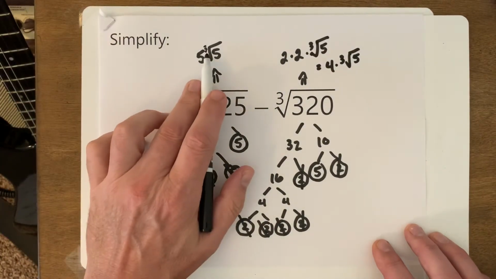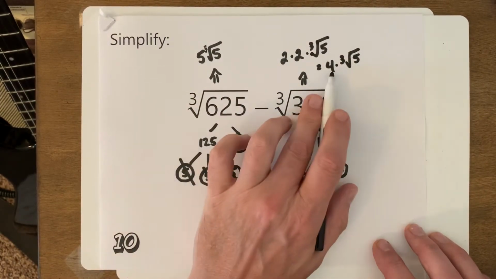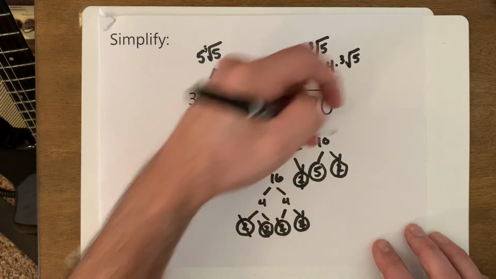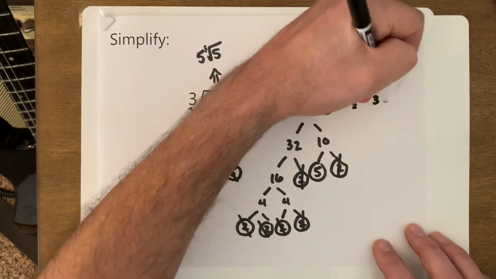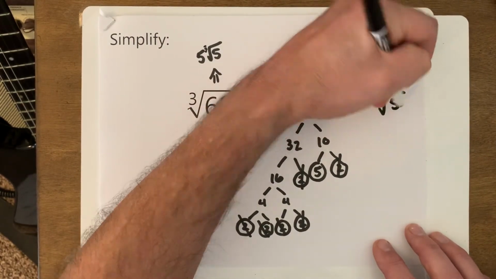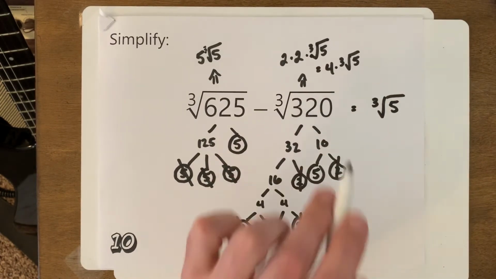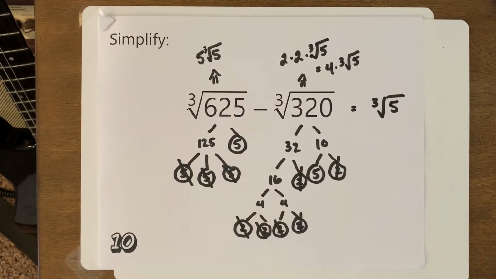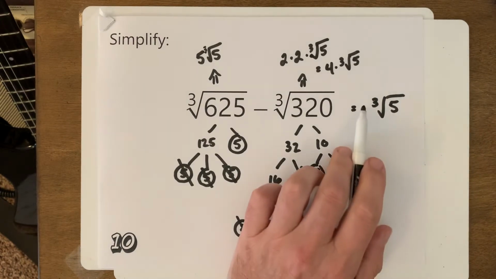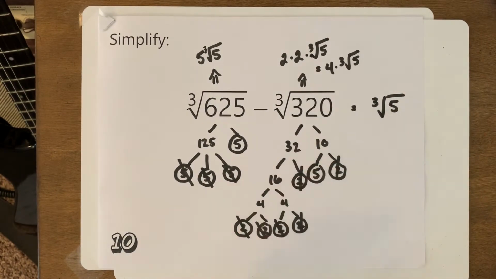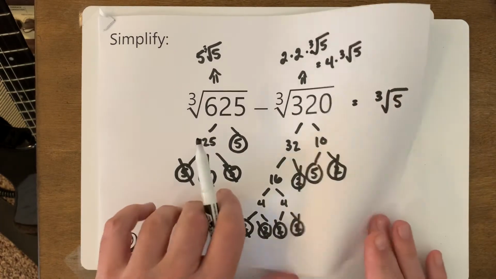So I have 5 times the cube root of 5 minus 4 times the cube root of 5, and that will give me 1 cube root of 5. I don't put my 1s in front because it's understood that a 1 is there. That's a habit that a lot of students have, is to put that 1 there. Just kind of break yourself from that habit at some point, and you don't need to write the 1 right there. It's just cube root of 5.